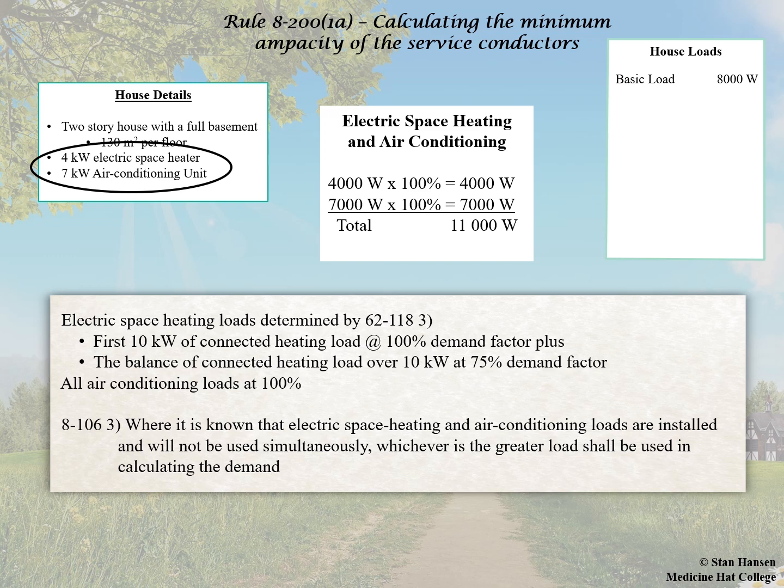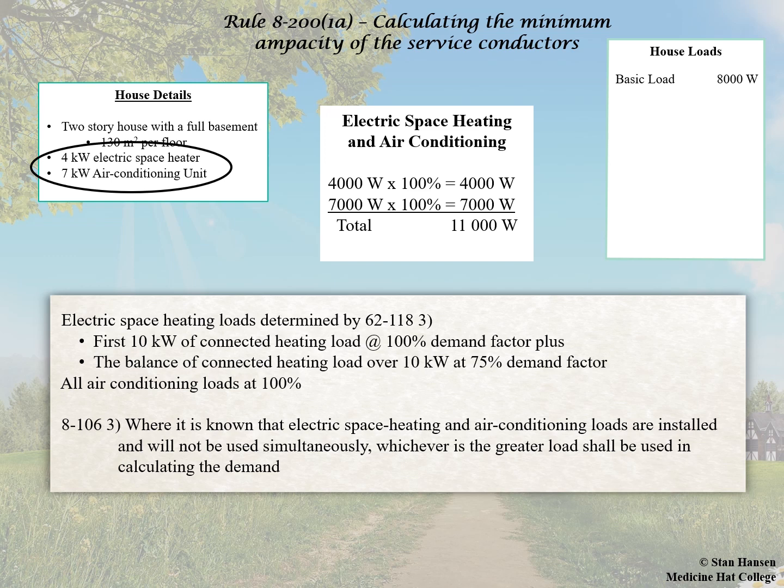The other thing that 8200 tells us is when it comes to looking at electric space heating and air conditioning loads, we also have to look at rule 8106 sub rule 3. This rule states that where it is known that electric space heating and air conditioning loads are installed and will not be used simultaneously, whichever is the greatest load shall be used in calculating the demand. Now, there's only one way you can determine whether or not the space heating and air conditioning will be used simultaneously, and that's whether or not they are interlocked.